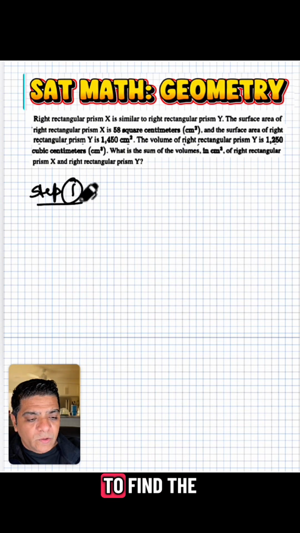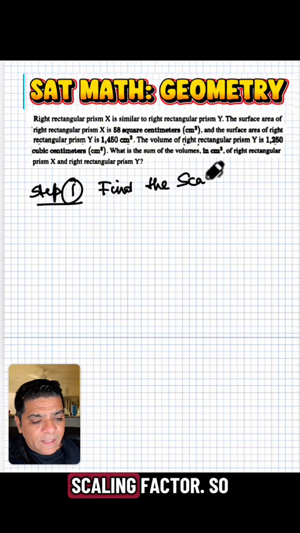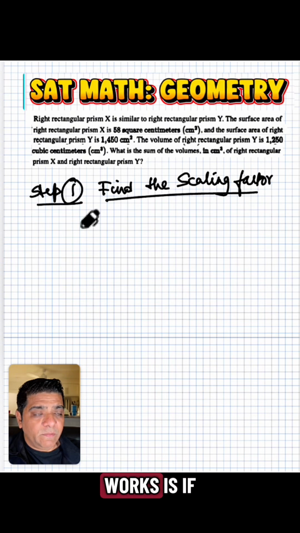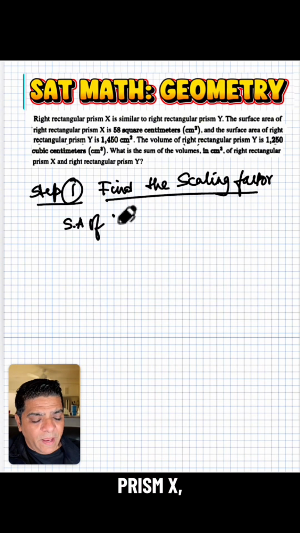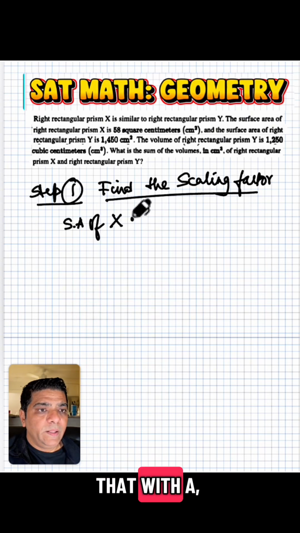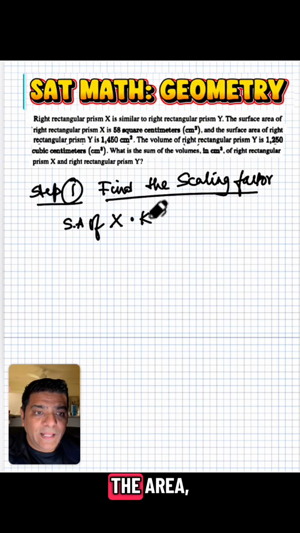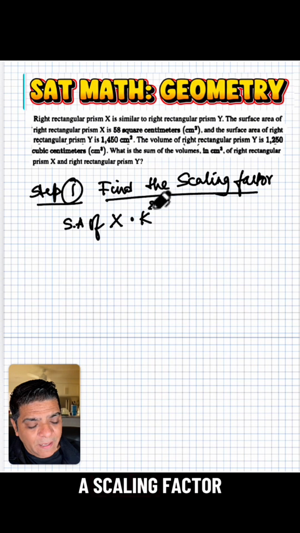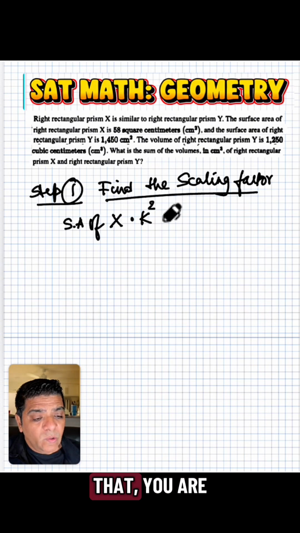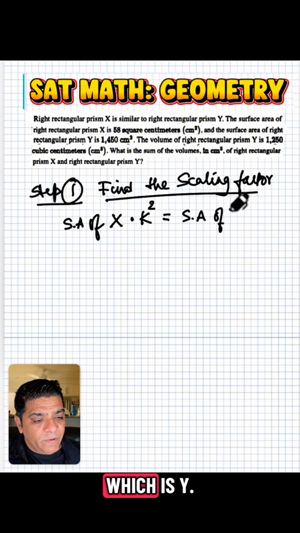First step is to find the scaling factor. The way this works is, if you have the surface area of prism X, you're going to multiply that by a scaling factor k, but not just k, but k squared, because you're taking the area. You're multiplying length times width and adding them all up. So you multiply by the scaling factor k squared, and when you do that, you get the surface area of the larger prism, which is Y.